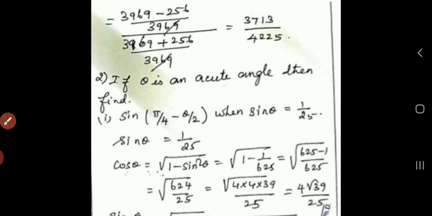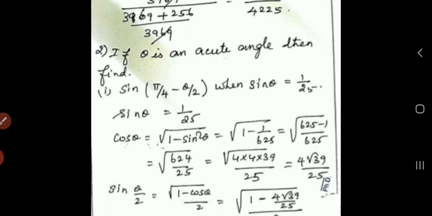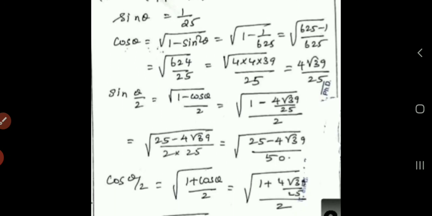Okay, and then look at the second problem. Here, if theta is an acute angle, then find sin of (pi/4 minus theta/2) when sin theta equals 1/25. Here it is given sin theta equals 1/25. We want to find the value of sin of (pi/4 minus theta/2).